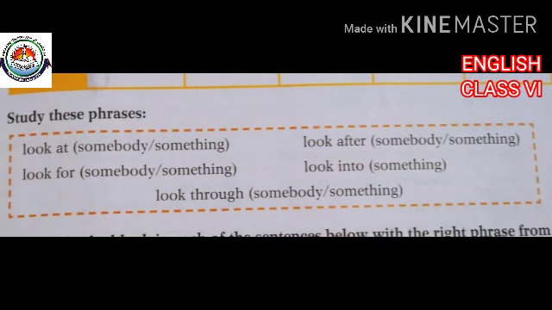Some phrases are given here: look at somebody or something, look after somebody or something, look for somebody or something, look into something, look through somebody or something. The first phrase is look at, and the meaning of look at is to direct your eyes towards someone or something so that you can see them. Now the second phrase given here is look after. The meaning is to take care of someone, like the elderly people and all.